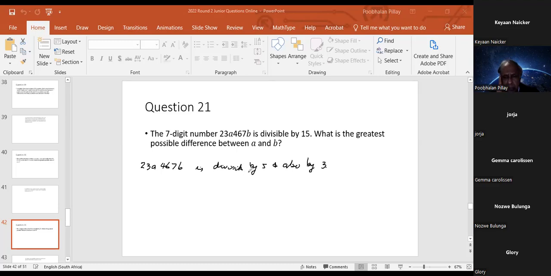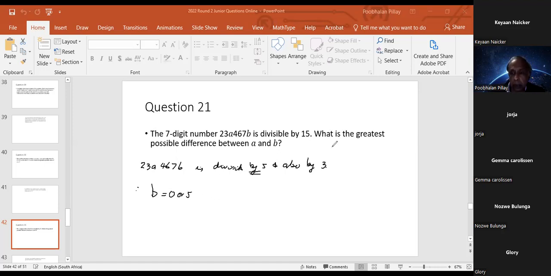Okay, now just look at this first part. This number is divisible by 5. So your last digit, B. I was right about B, it looks like a 6. Didn't realize that. It's terrible. So B can only be 0 or 5. The last digit is either 5 or 0. It could be 0 as well.